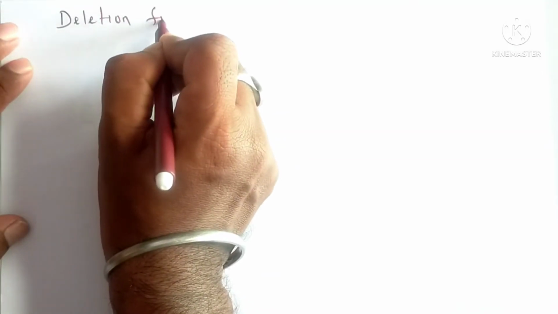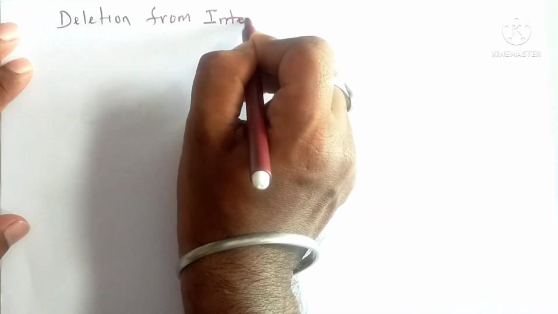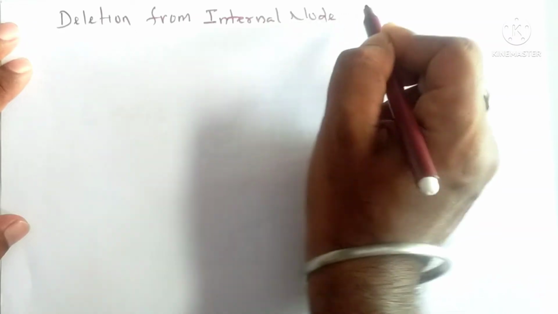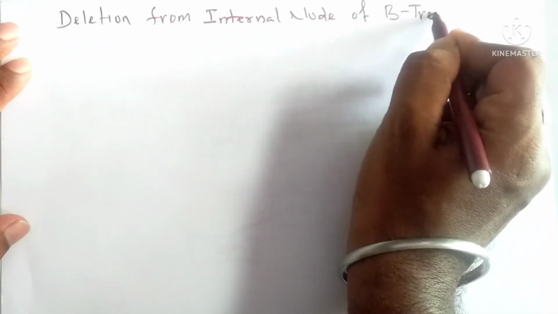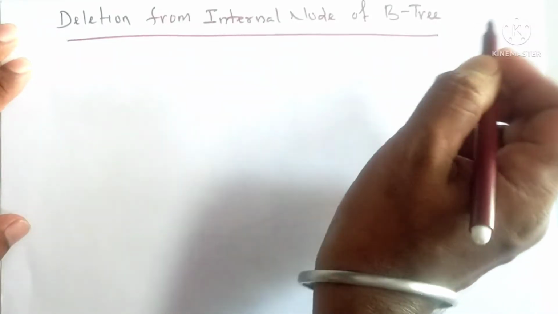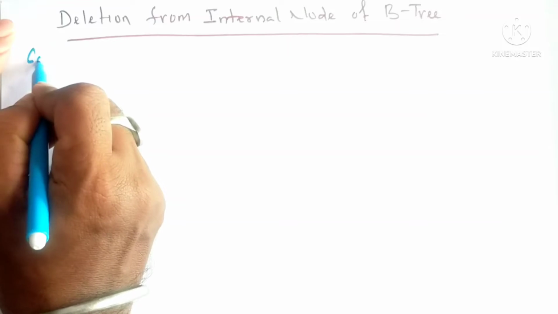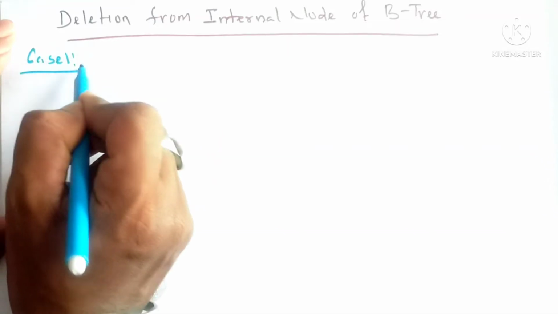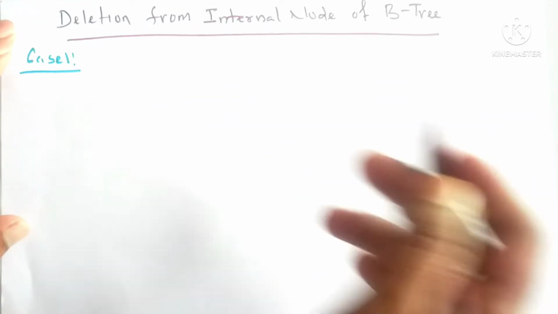Deletion from an internal node of a B tree. The first case is case 1. The internal node which is to be deleted is replaced by the inorder predecessor.